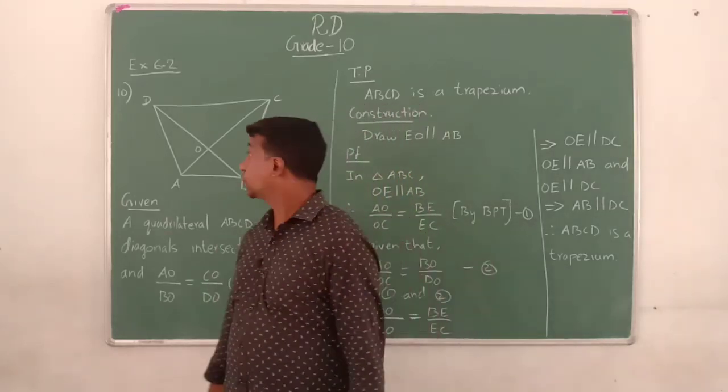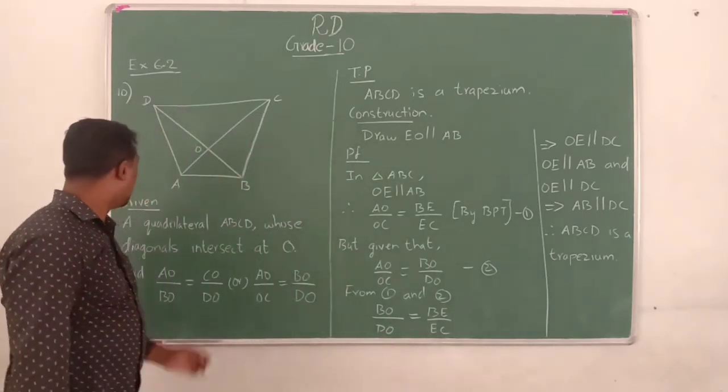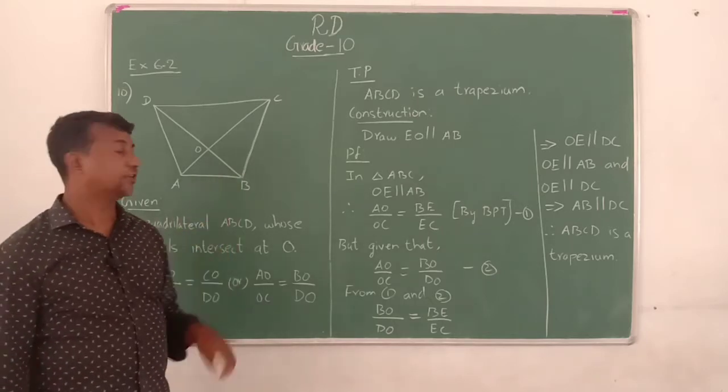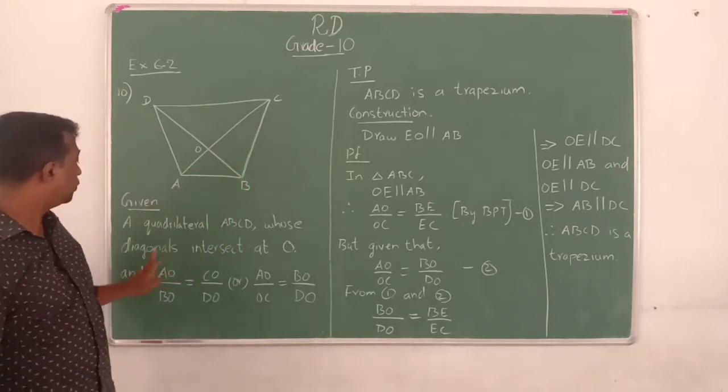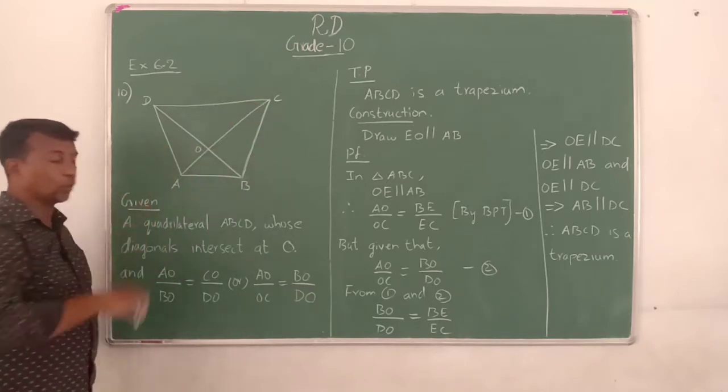So today we are going to solve exercise 6.2, 10th sum. Here is a quadrilateral ABCD. What do you mean by a quadrilateral? A quadrilateral is a four-sided figure ABCD whose diagonals intersect at O. The diagonals are intersecting at O.